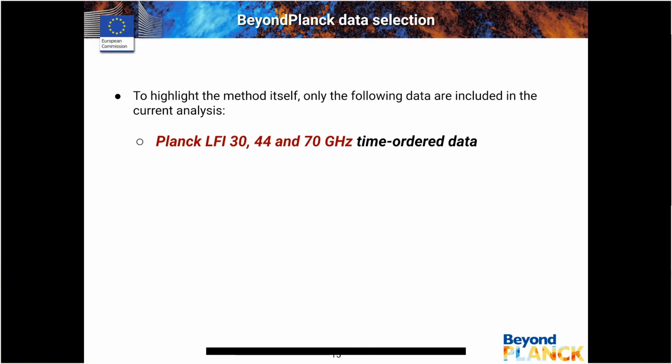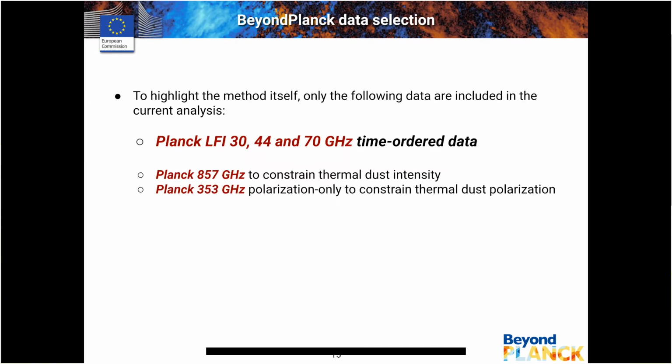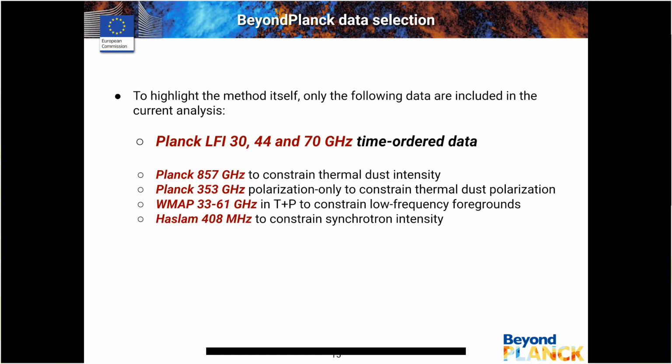So for that reason, we have the Planck LFI time ordered data, and then we have some other things in the map domain that were designed to constrain the sky model at the same time. So we had Planck 857 that would constrain thermal dust intensity, Planck 353 in polarization only to constrain thermal dust polarization. And then we had the WMAP 33 to 61 gigahertz in T and P to help with low frequency foregrounds. And then we had Haslam to constrain the synchrotron intensity.